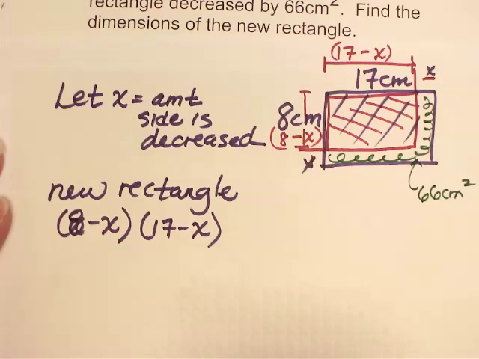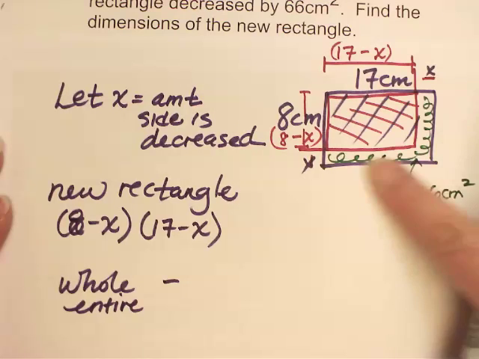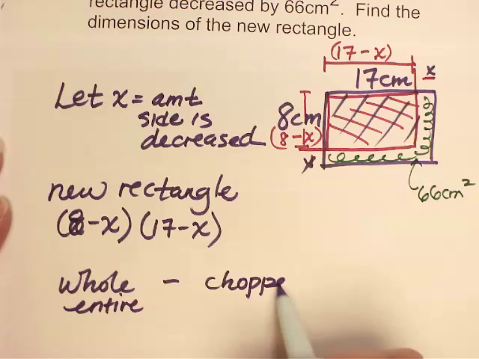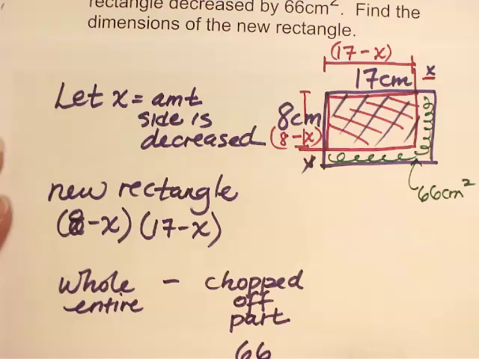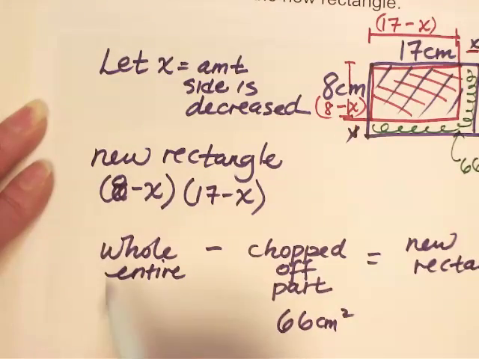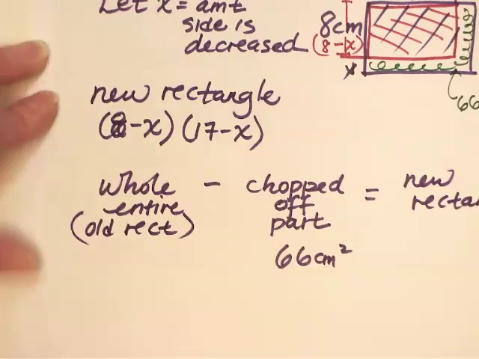For our donut problem, we need the whole entire rectangle minus the portion they took out, they decreased it by that 66. That would be the chopped off part, which happens to be the 66 centimeters squared. And if I chop that part off, I'll get my new rectangle. So the whole entire would be my old rectangle. Okay, let's go ahead and get to work.